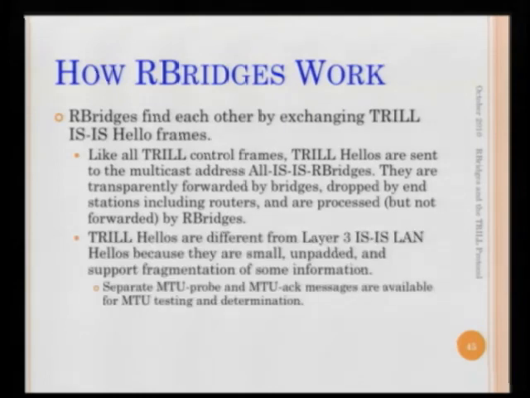So these TRILL hellos are actually a little different from layer 3 IS-IS hellos. That's because they're smaller, unpadded, and they support fragmentation of some of their information. The layer 3 IS-IS LAN hellos are always padded up to, you can configure something else, but usually the Ethernet maximum. And that provides a useful function of checking the MTU, but for TRILL there are separate MTU probe and ACK messages provided for MTU testing and determination.